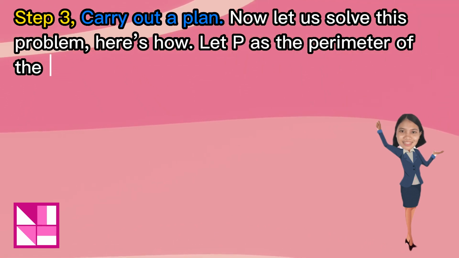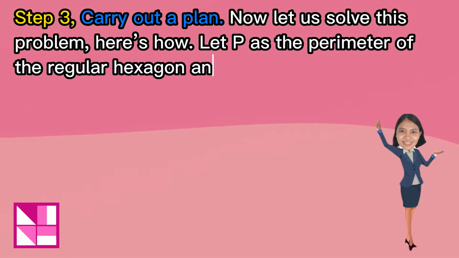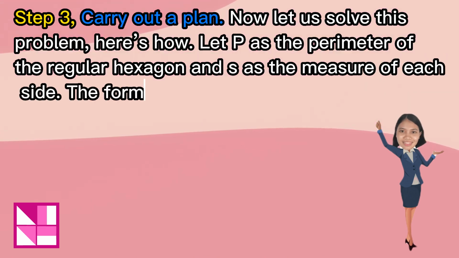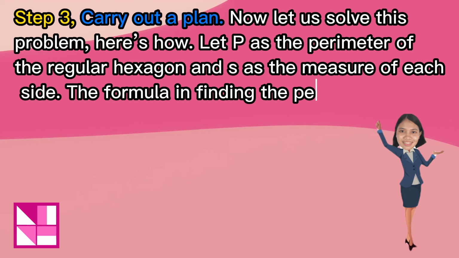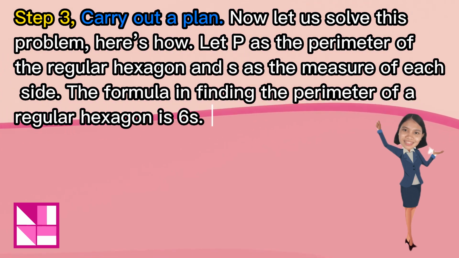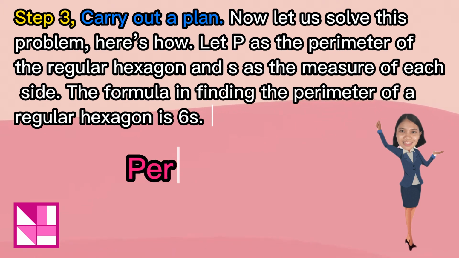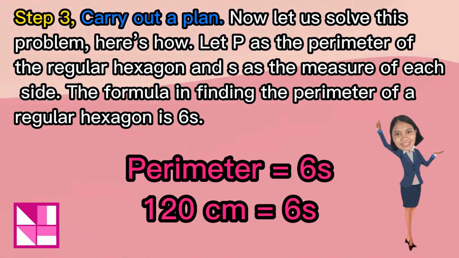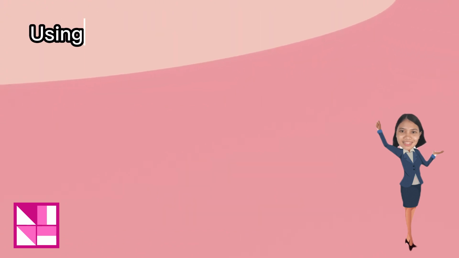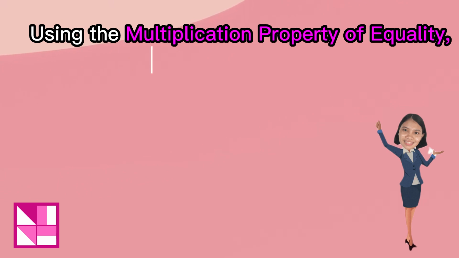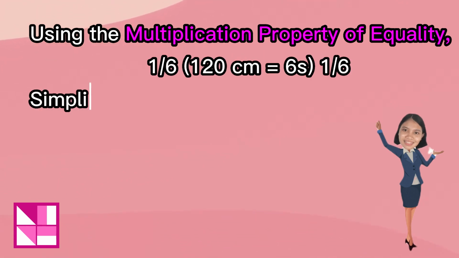Let P be the perimeter of the regular hexagon and s is the measure of each side. The formula in finding the perimeter of a regular hexagon is P equals 6s. Substituting the given, we have 120 cm equals 6s. Using the multiplication property of equality, we will multiply both sides by 1 over 6.